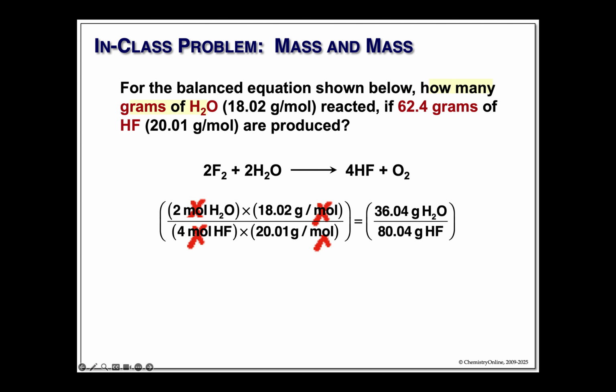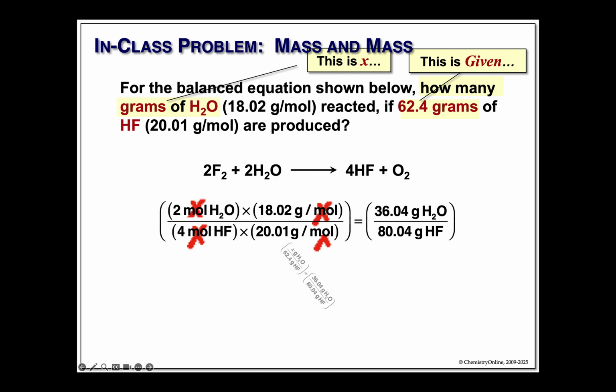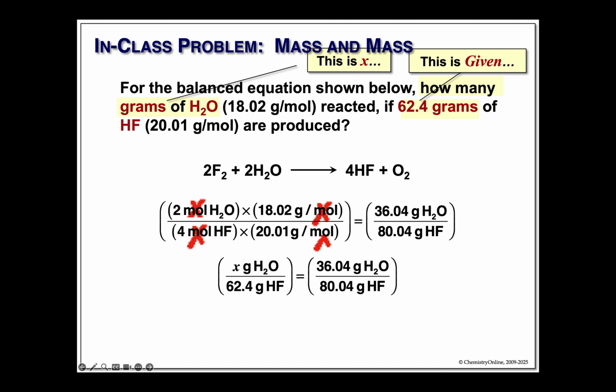Now, our unknown ratio. How many grams of water? That's unknown. 64 grams is the given. 64 times 36 divided by 80, about 28 grams of water. Any questions?